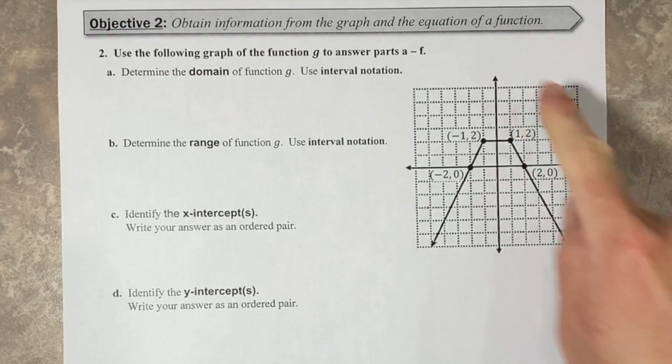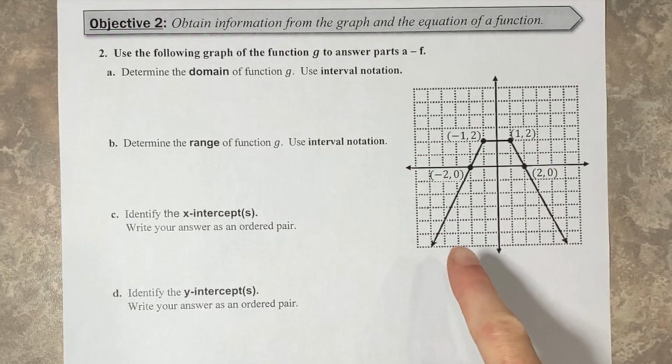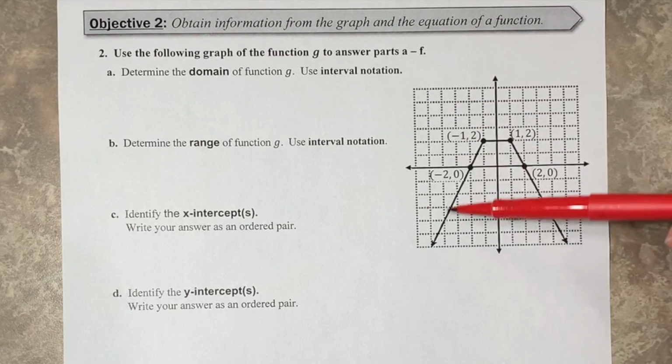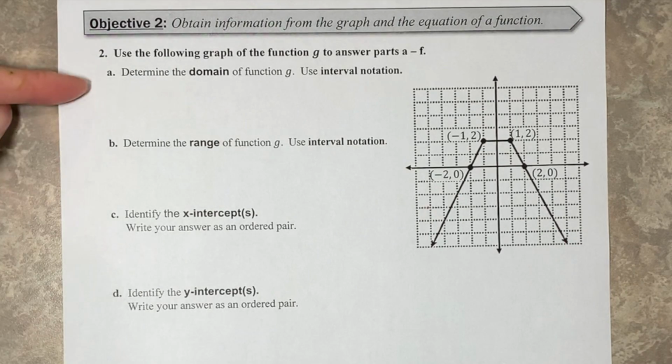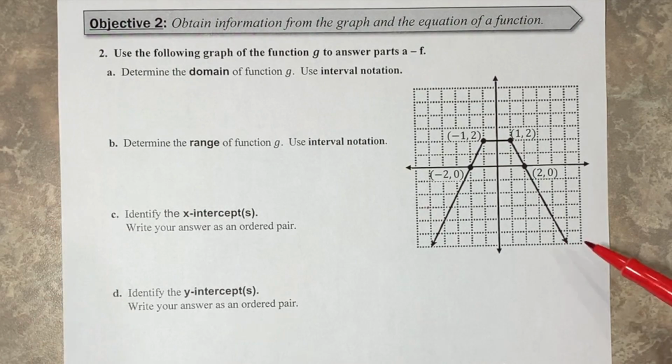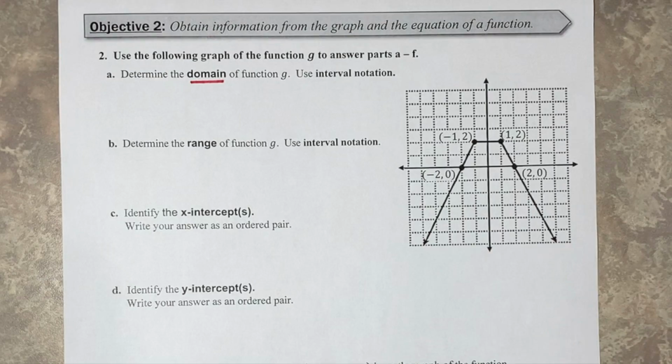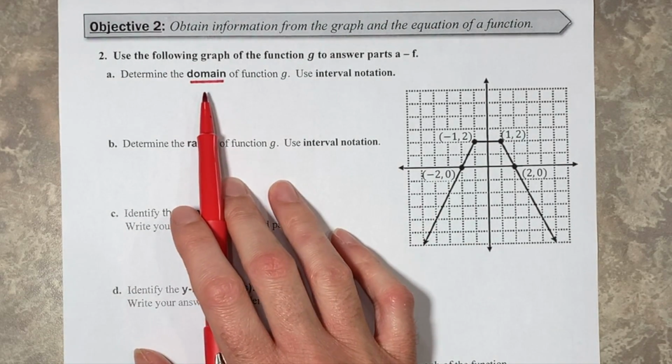Next, we're given a graph, and this graph is a function because it would pass the vertical line test. Any vertical line drawn through the graph would intersect the graph in only one point. So this is a function, and we're asked to find some information about this graph. First, we're asked to find the domain of this graph.